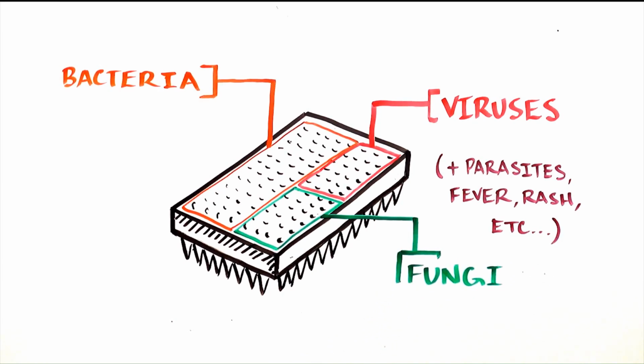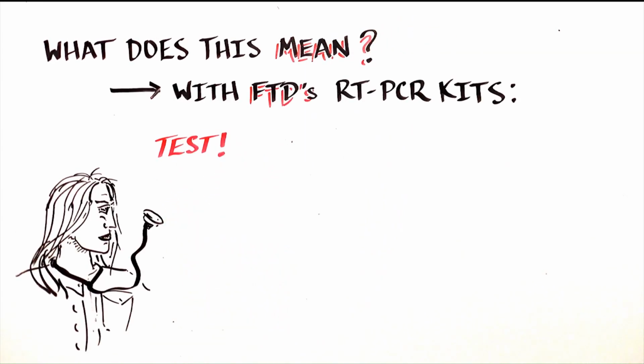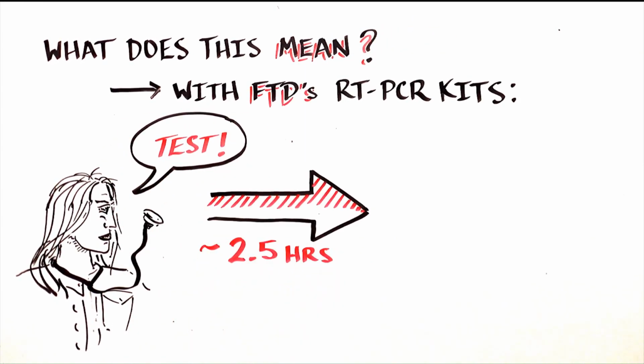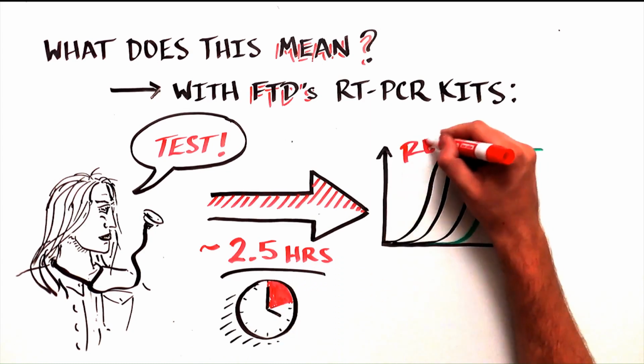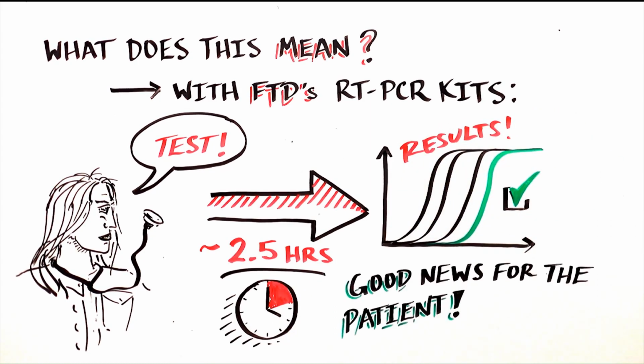Then comes the most important part. With our real-time PCR kits, the doctor can have fast, comprehensive, accurate results within about 2.5 hours. Good news for the patient.